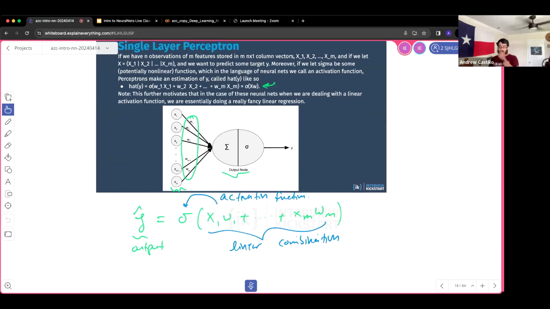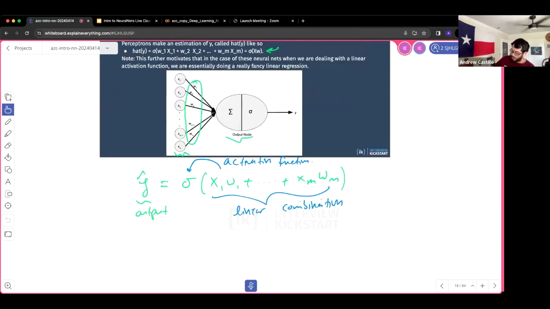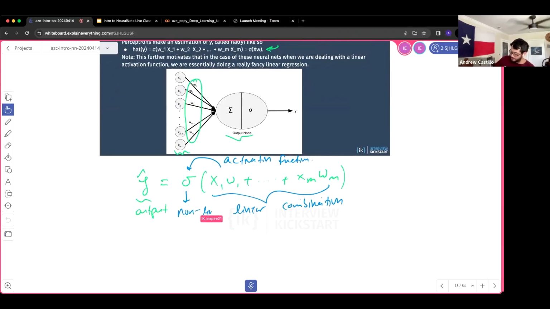This sigma is what's called an activation function, and this sigma is usually going to be non-linear. For a single layer perceptron, it's usually a binary output. What do I mean by that? Whatever the input is, I'll call it z, for example, sigma is usually defined as follows: it's 1 if z is bigger than 0, and 0 if z is less than or equal to 0.